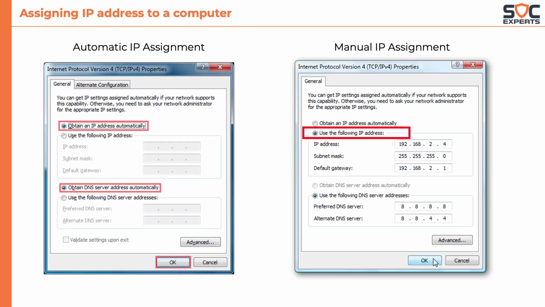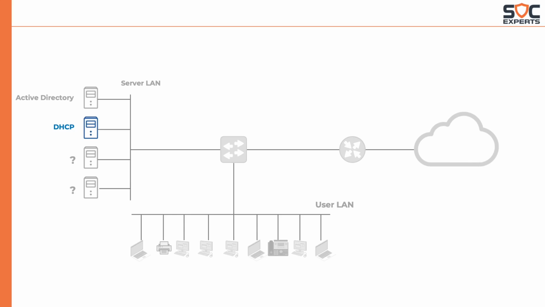Finally, let's look at where the DHCP server has to be placed in the network. Just like Active Directory, the DHCP server is also placed in the server LAN.